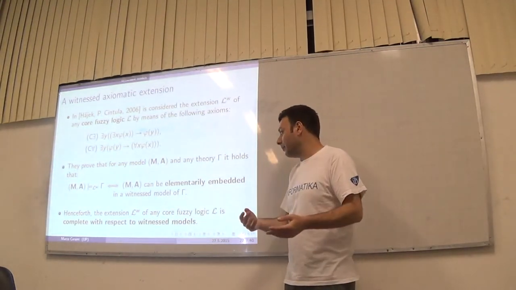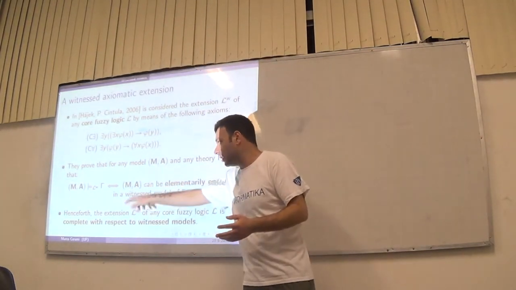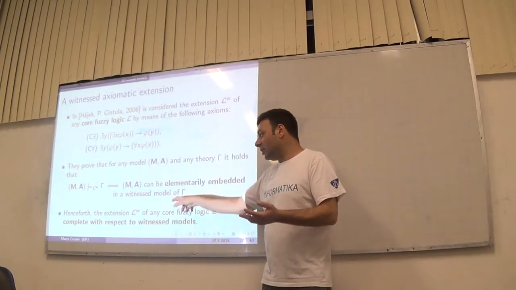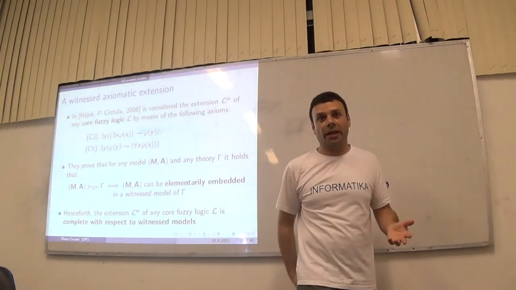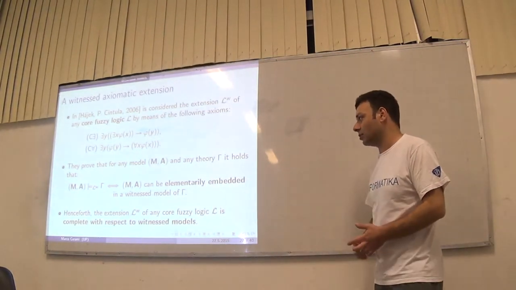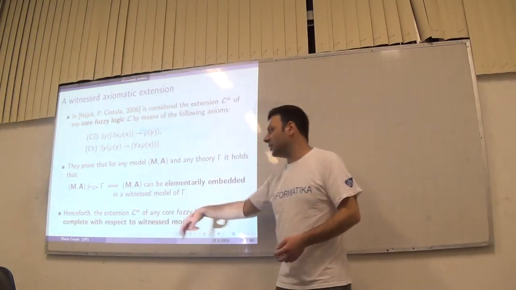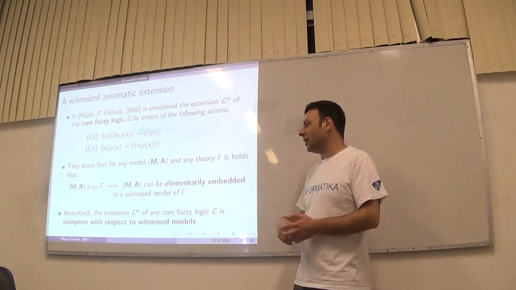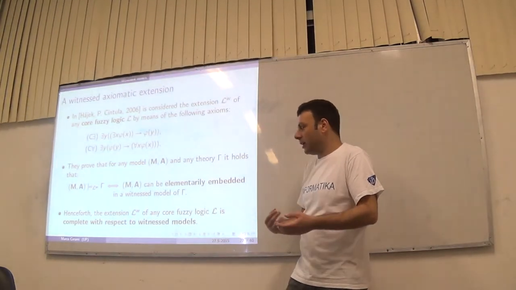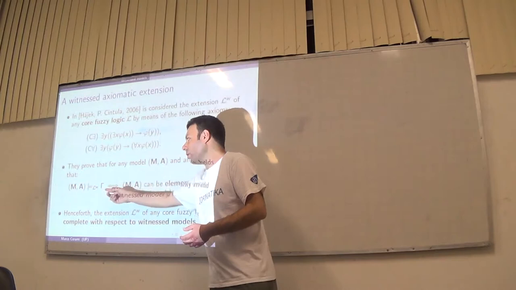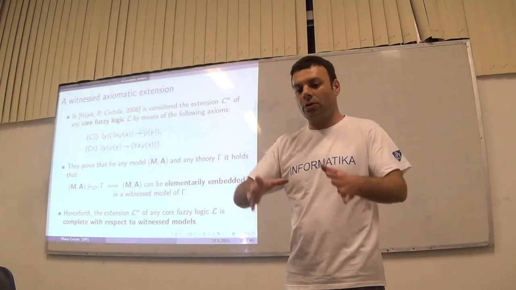That is, there is a structure that expands this structure that is witnessed, and such that they satisfy the same set of formulas. This is an elementary embedding in first order logic. And so we can say that the extension by means of this axiom of every core fuzzy logic is complete with respect to witnessed models. Because when we have satisfiable formulas, we know that they are satisfiable in witnessed models. So we can restrict our attention to witnessed models.